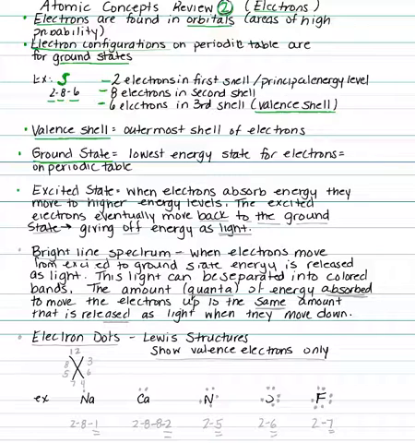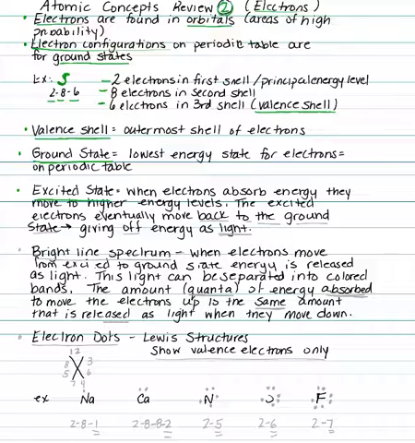When we talk about excited state, that happens when electrons absorb energy and move to higher energy levels. They can absorb any kind of energy. They can absorb heat, they can absorb light, they can absorb nuclear energy. Any kind of energy that you can think of can cause the electrons to move to the excited state.